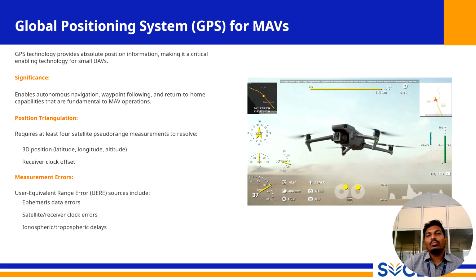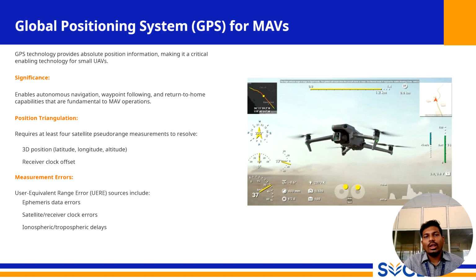While the sensors we discussed so far are excellent at determining the MAV's orientation and its motion relative to the air, they can't tell the drone where it is on the surface of the Earth. For that, we rely on the Global Positioning System, or GPS. GPS technology provides absolute position information, making it a critical enabling technology for small UAVs. Its significance to modern drone operation cannot be overstated.